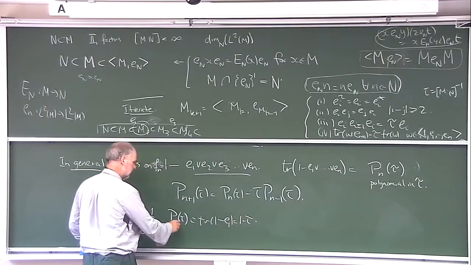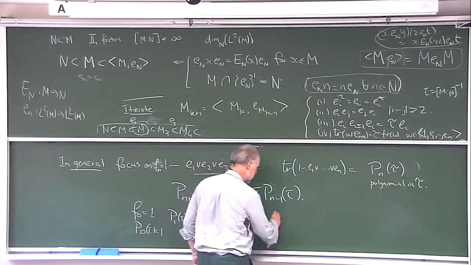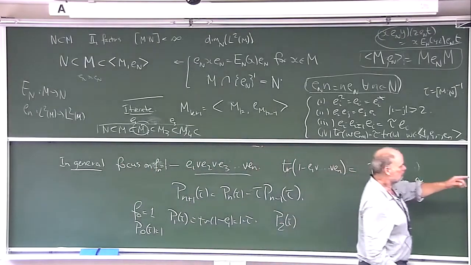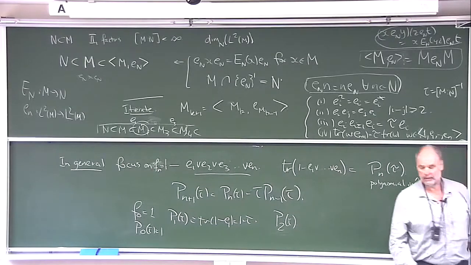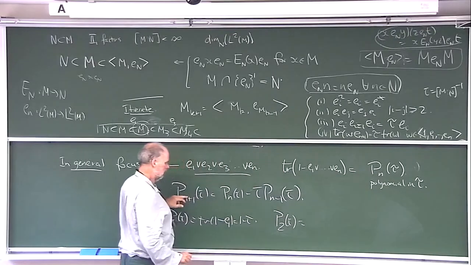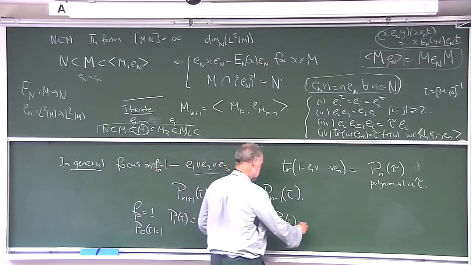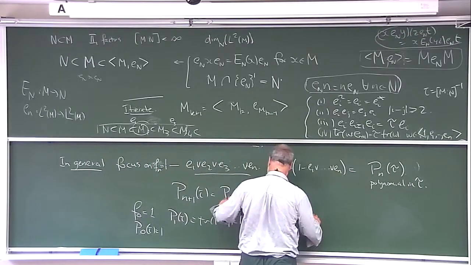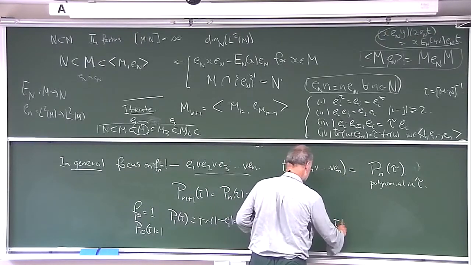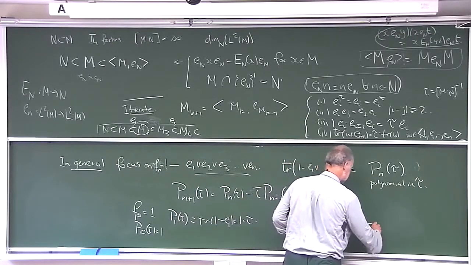So P1 of tau is 1 minus tau. Let's just do the next one. P2 of tau, which we could easily get by taking the trace of that formula that I just erased. Well, since we have the relationship here, by the difference equation, it's P1 of tau, 1 minus tau times 1, which is 1 minus 2 tau.